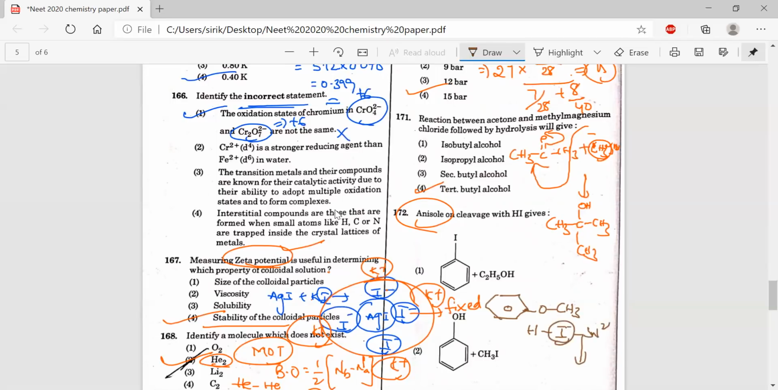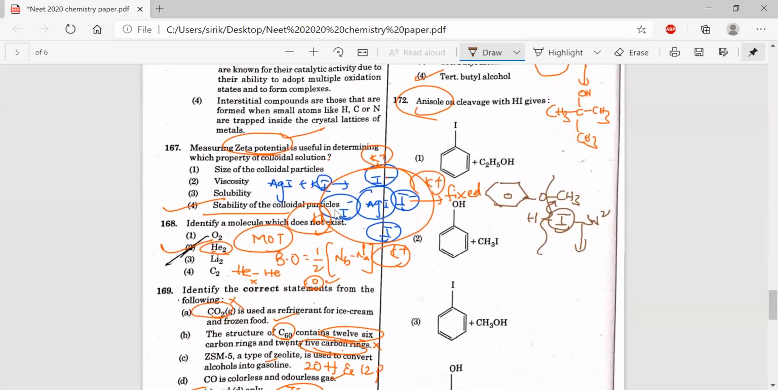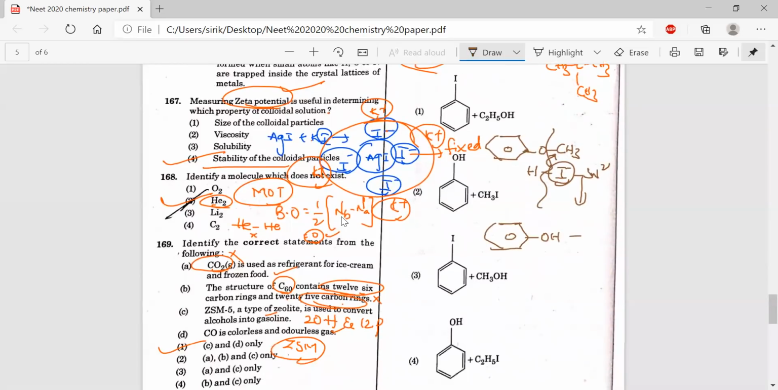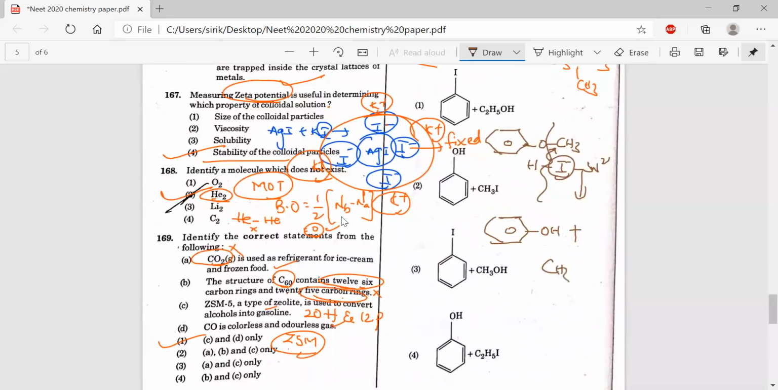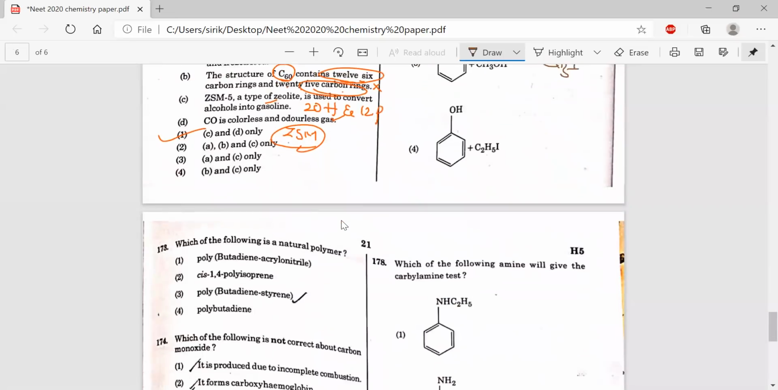SN2 reaction, always the nucleophile attacks the less crowded side, and cleavage takes place in such a way that it results in the formation of products. One is a phenol and another one is methyl iodide. So the option is phenol and methyl iodide. Option 2 is the correct answer.